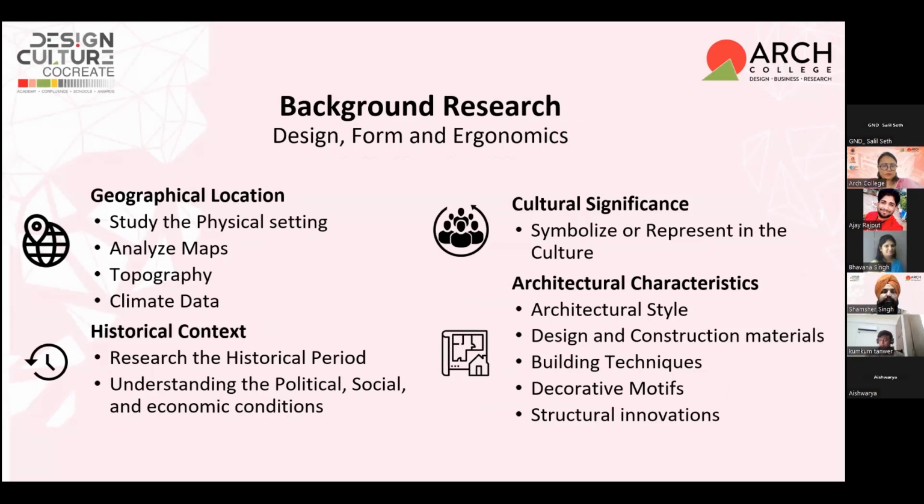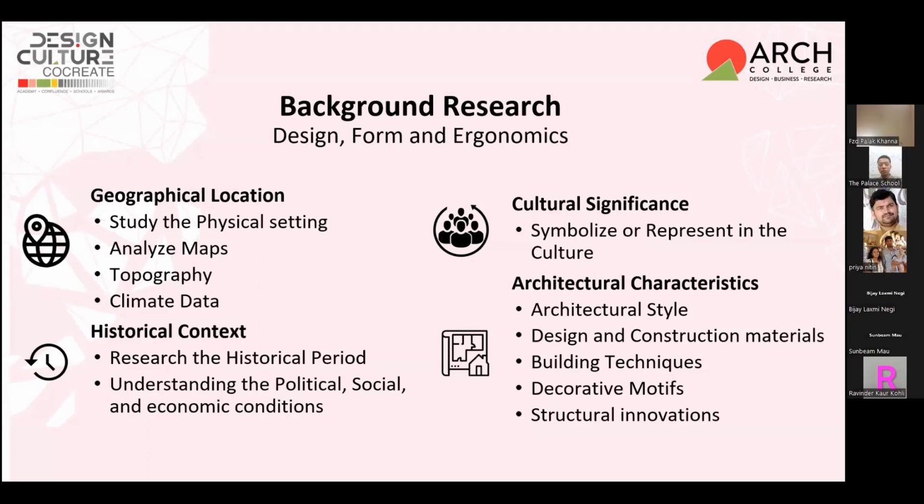The next is background research in the form of geographical location, historical context, and cultural and architectural characteristics. All these give us information about the design, form and ergonomics of a particular monument. For example, the geographical location affects the type of form. Let's say a monument is located in a mountain range, then the shape of the roof will be different. If it is in a planar area, it will be a different kind. And obviously the materials will also change. All these aspects can be investigated.